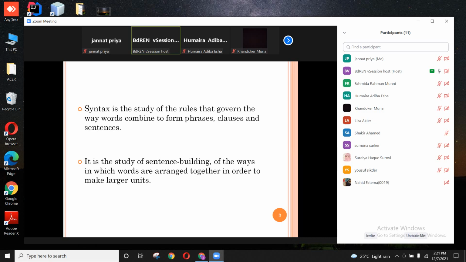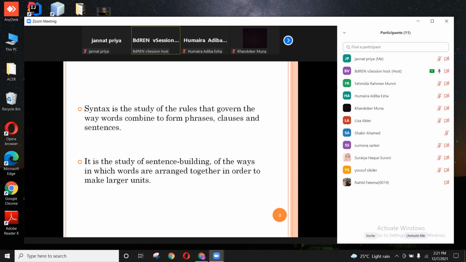Syntax is the study of the rules that govern the way words combine to form phrases, clauses, and sentences. Study of the rules, syntactic rules. So there are certain syntactic rules which determine how words are combined into clauses, phrases, and phrases into clauses, and clauses into sentences.